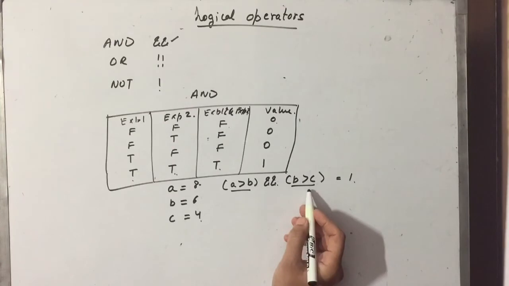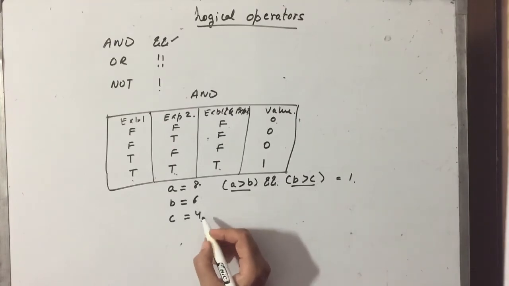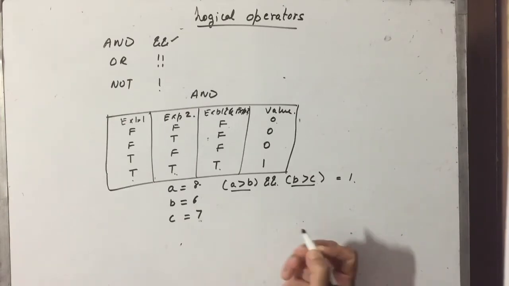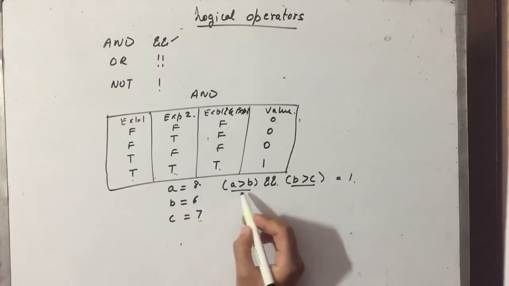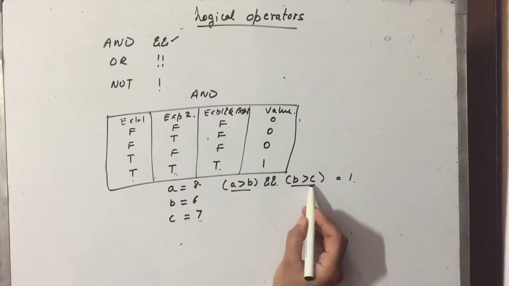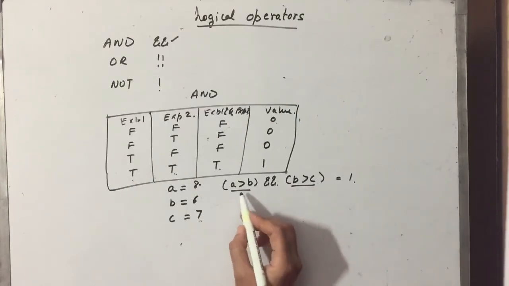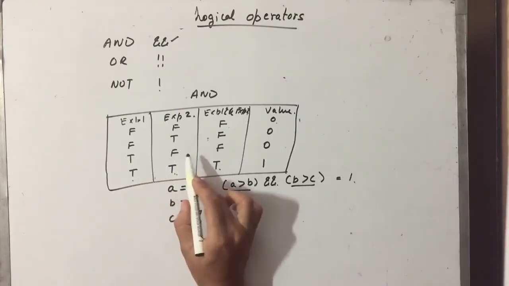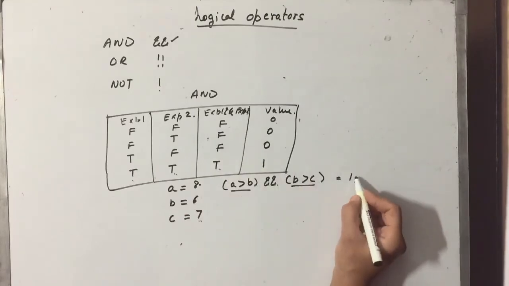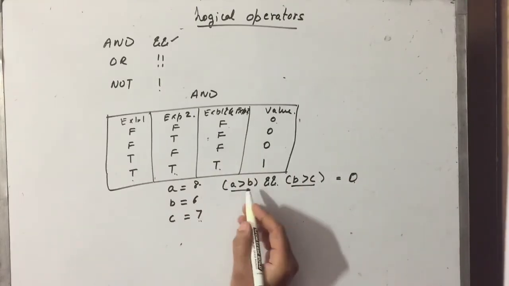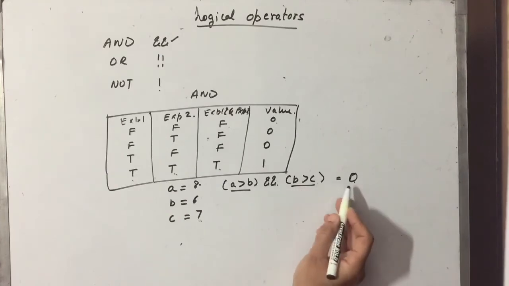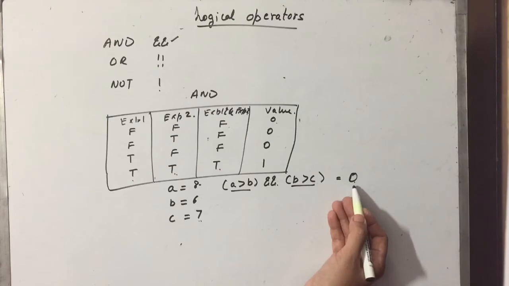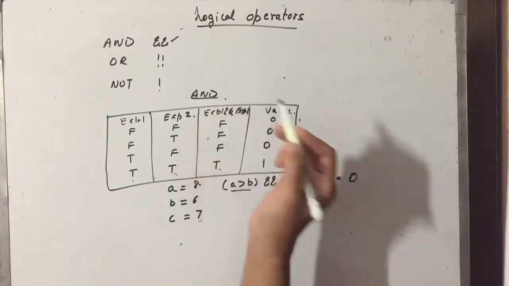If one of these two conditions becomes false, suppose I make this C as 7. A is greater than B, that is true, but B is greater than C is not true, it is false. So one condition is true and one condition is false, the answer will be false and we will be evaluating to 0. Similarly, if A becomes false and B true, then also it is 0. If both are false, then definitely the answer is 0. This is how ANDing works.